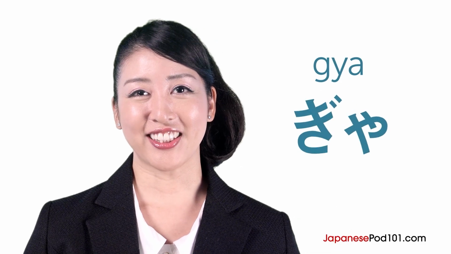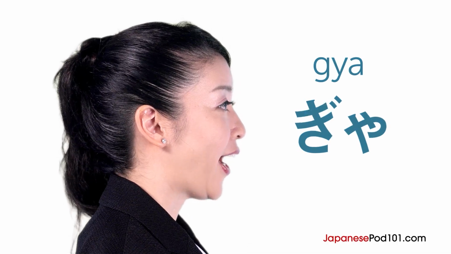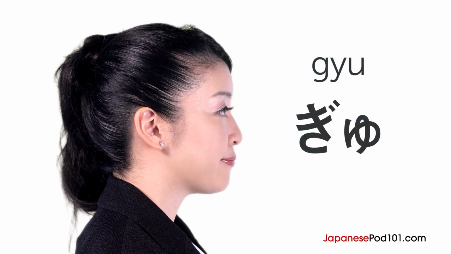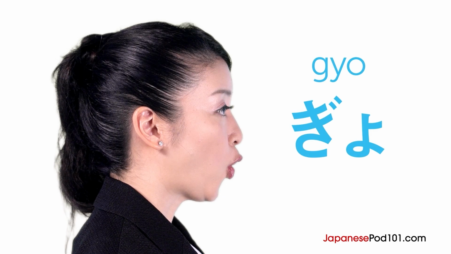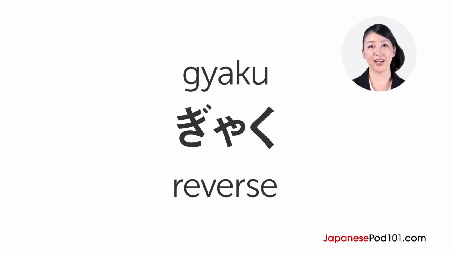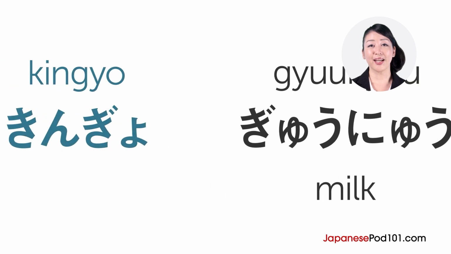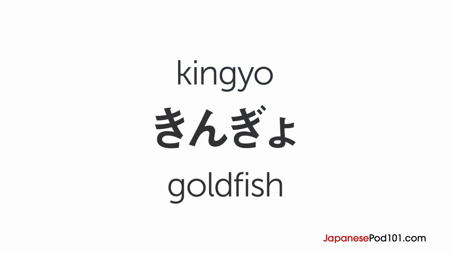Gya, gya. Gyu, gyu. Gyo, gyo. Let's take some examples. 逆, reverse. 牛乳, milk. 金魚, goldfish. Next up is the J group.